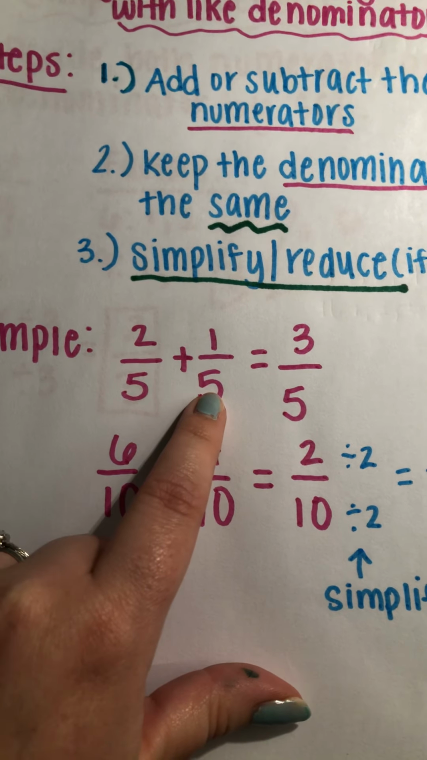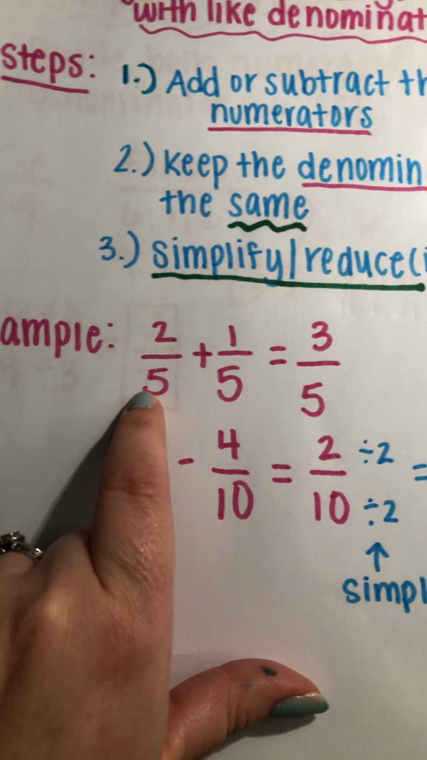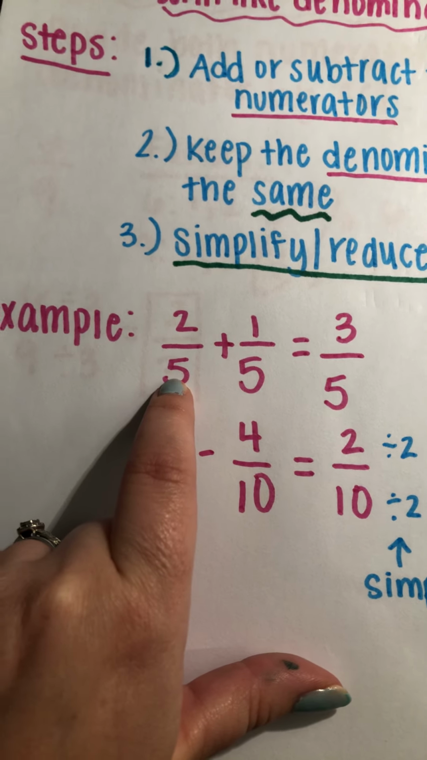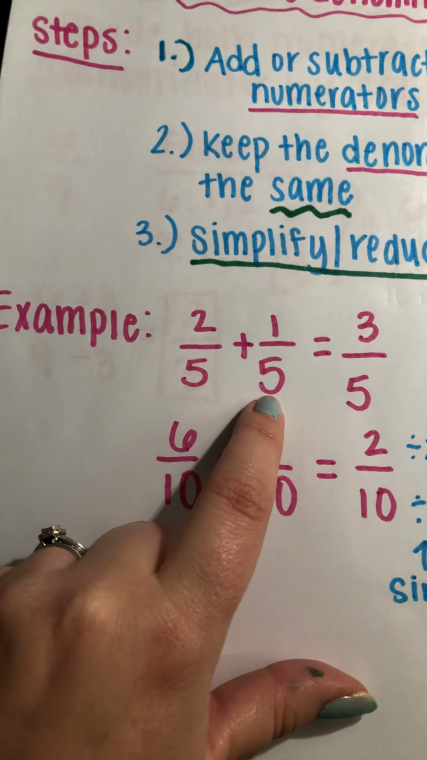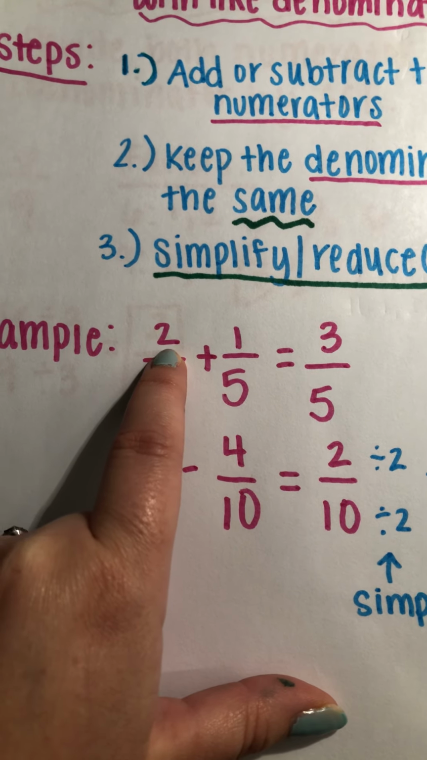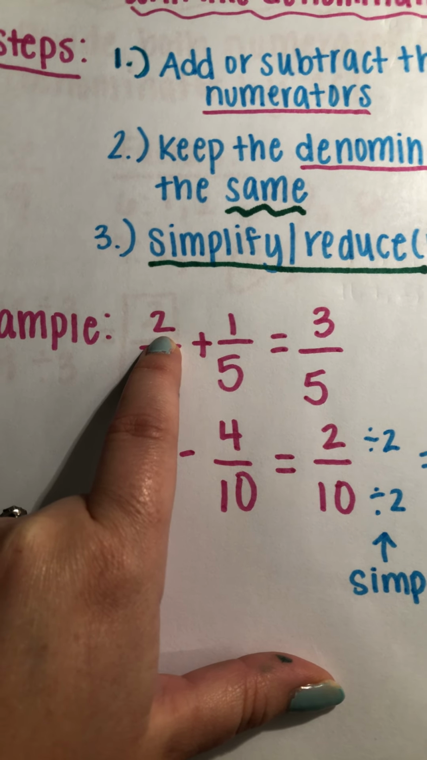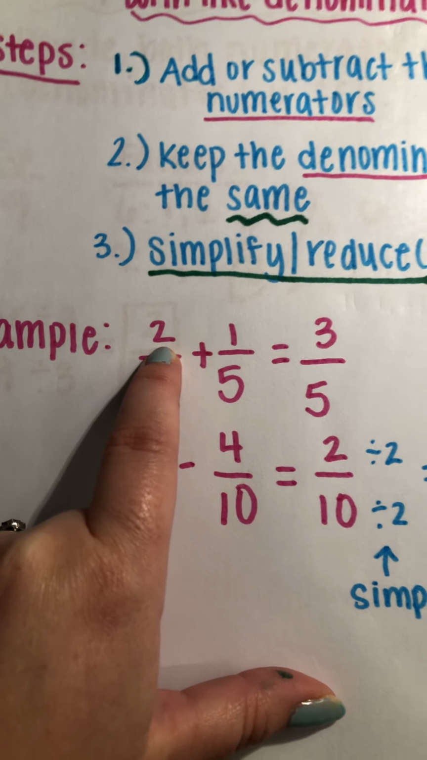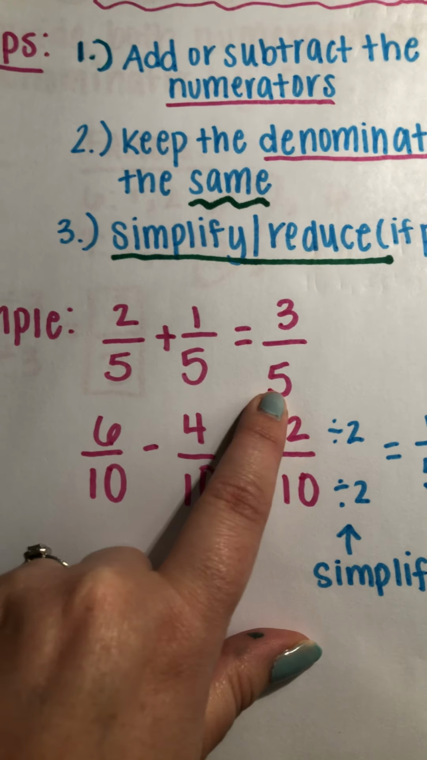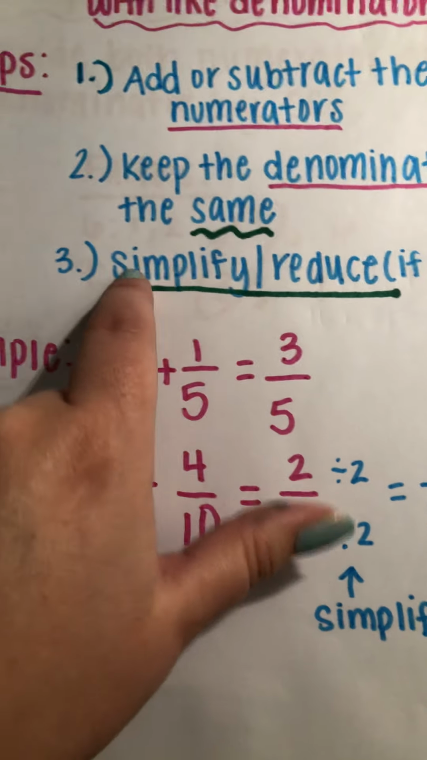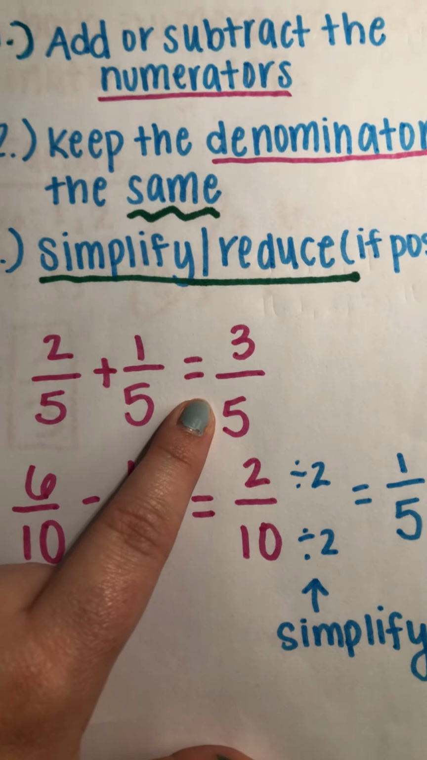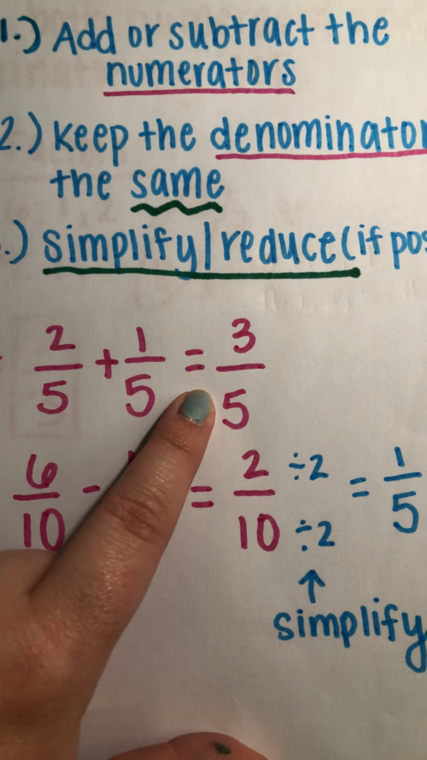2/5 plus 1/5. Now, notice how they have the same denominator. Those are going to stay the same. If you have like denominators, you don't need to do anything to them, but keep them the same. What you need to focus on is the numerator. So all you have to do is add the numerators together. 2 plus 1, which gives you 3, and the denominator stays the same, which is 3/5. My third step says to simplify or reduce if possible. 3/5, you cannot reduce that, so that is my answer, 3/5.